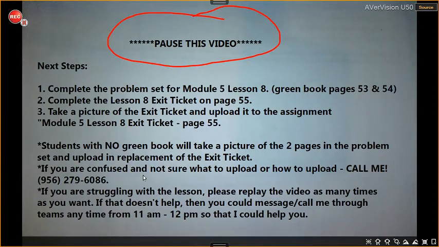Again, you can upload the exit tickets every single day, or you can wait till Friday and upload them all. I will be checking Friday evenings. Every Friday evening I will be checking just to make sure that all the exit tickets are there. If they're not, you will be getting a message from me through Class Dojo, by text, or through Microsoft Teams. And if they're not completed by Friday evening, then they're going to be considered late and I will have to deduct points. So just to be safe, I would say upload them every single day and do not wait till Friday.